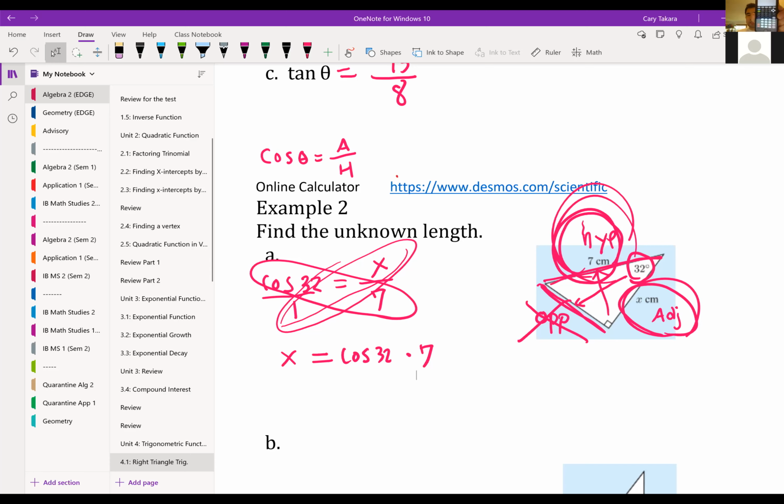Okay, so now I want you to find the cosine button, which is right here for me. So you go cosine of 32. Now this one puts the angle measurement in parentheses automatically, so you do have to close the parentheses: cosine of 32, and then times that by 7. And I get 5.9.